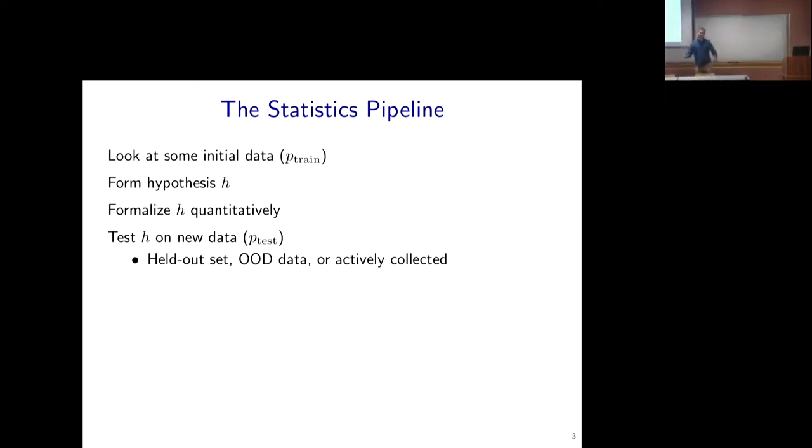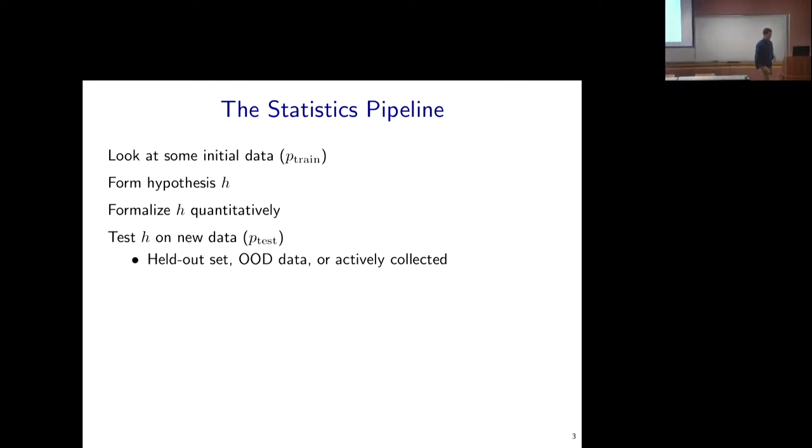Then we need to formalize that as an actual quantitative hypothesis. Say it's 50% more likely to output code with a security vulnerability if the input has grammar errors. Maybe that's a hypothesis. Of course, that's still a qualitative hypothesis because it's not yet formally defined, so we need to formalize it somehow. Then we test it on new data. That could either be held out data from the same distribution, or we could try to get at some notion of causality with out of distribution or actively collected data.